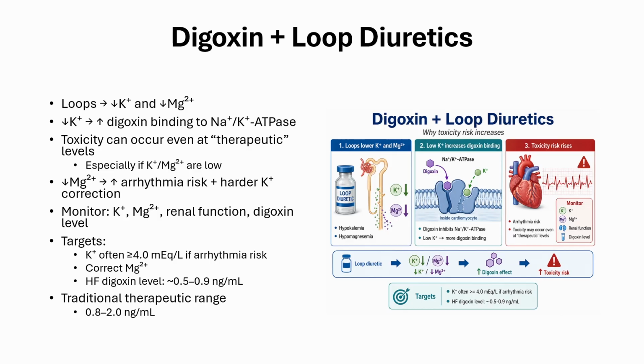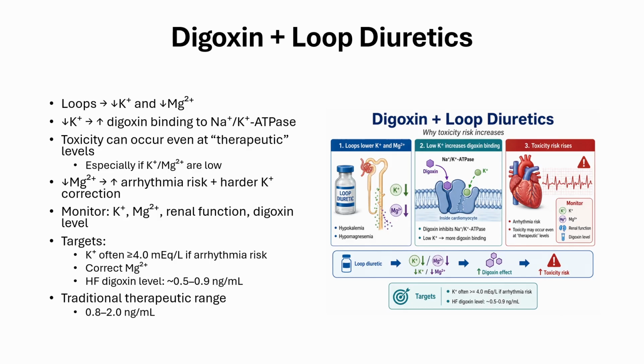Loop diuretics cause concurrent hypomagnesemia, which independently predisposes to digoxin toxicity. Hypomagnesemia itself promotes triggered activity and delayed after depolarizations, lowering the threshold for digoxin-induced arrhythmias.